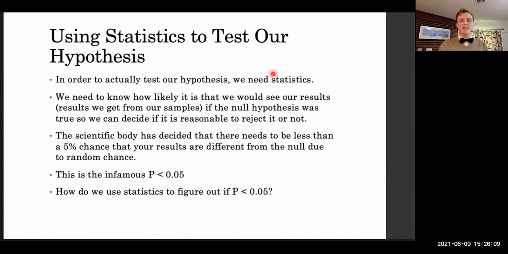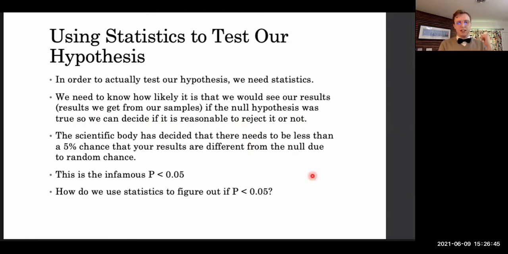So in order to actually test our hypothesis, we need statistics. We need to know how likely it is that we would see the results we get from our samples if the null hypothesis was true, so we can decide if it was reasonable to reject it or not. Now, the scientific body has decided that there needs to be less than a 5% chance that your results are different from the null due to random chance. This is the infamous p must be less than 0.05 that every reviewer wants to see on your papers.